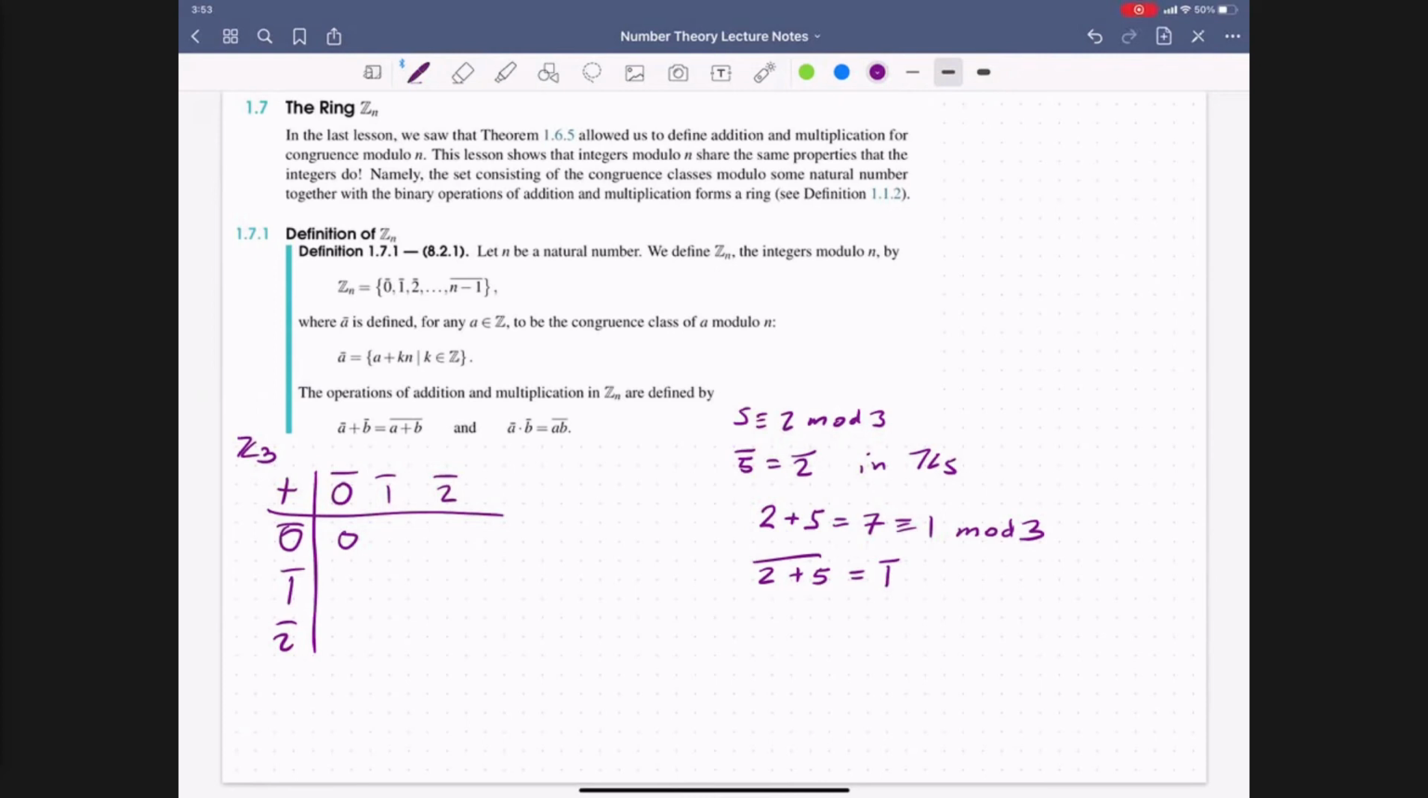If we do 0 plus 1, we get 1. If we do 0 plus 2, we get 2. If we do 1 plus 1, we get 2. If we do 1 plus 2, we get 3, which is 0. And if we do 2 plus 1, we get 0. And if we do 2 plus 2, we get 4. But 4 is congruent to 1 mod 3, so we get 1. And so we have an addition table. In the same manner, we can do one for multiplication.